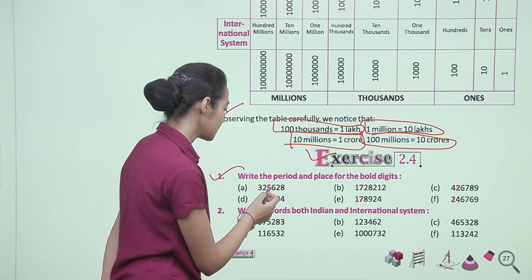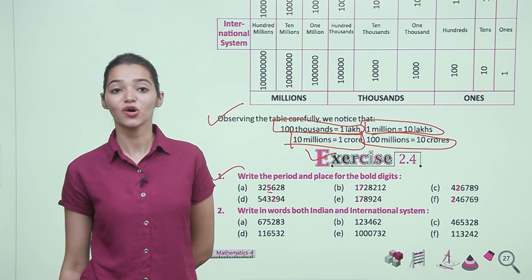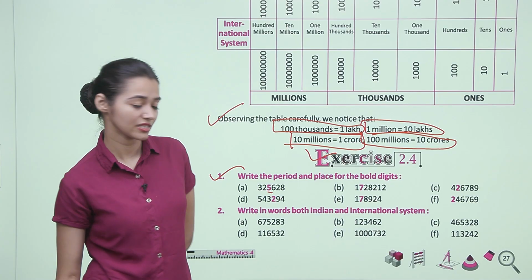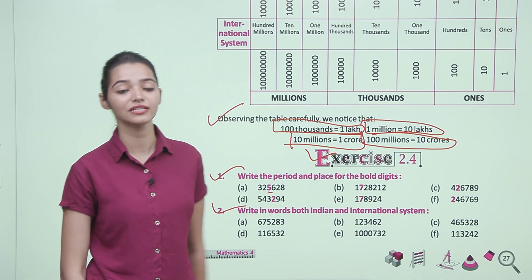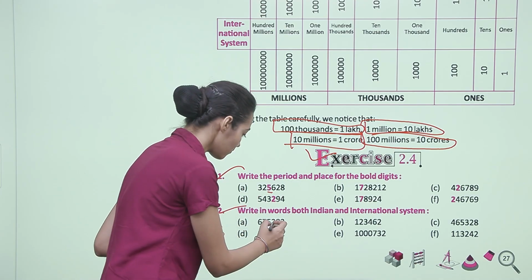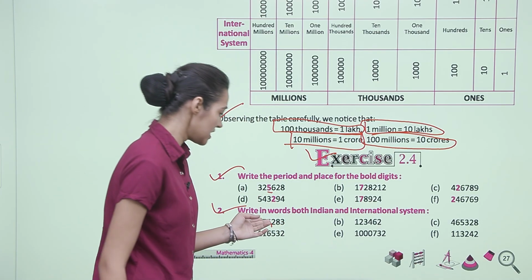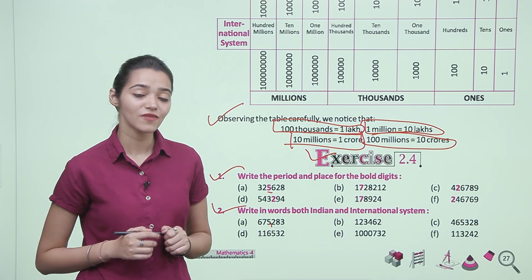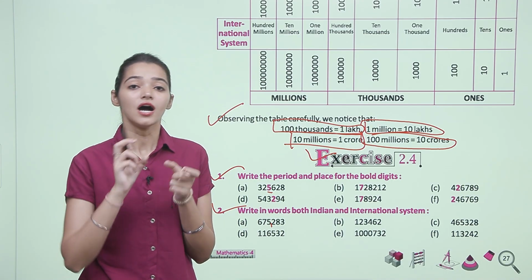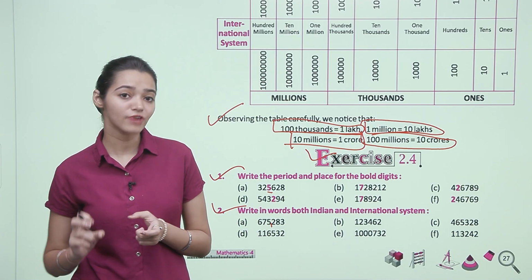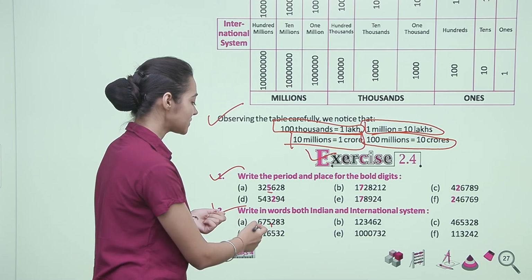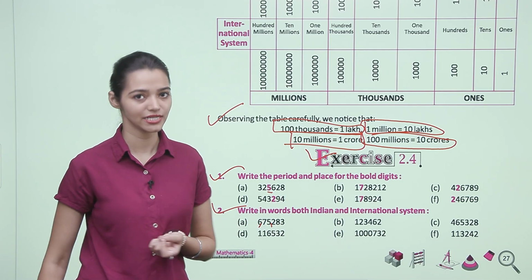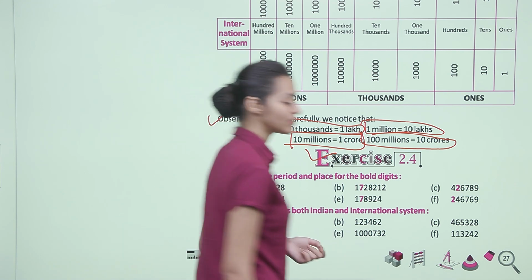Now the period is thousands and the place is 1000. Now in the next one we have to write in words both for the international and Indian value systems. So firstly we will put the commas, that is, this one becomes, in the international value system, 675,283, and in the Indian system it will become 6,75,283. That's how you can solve the remaining part.